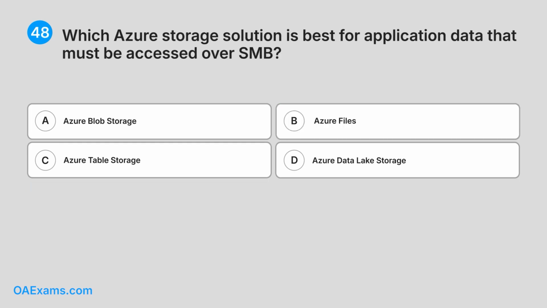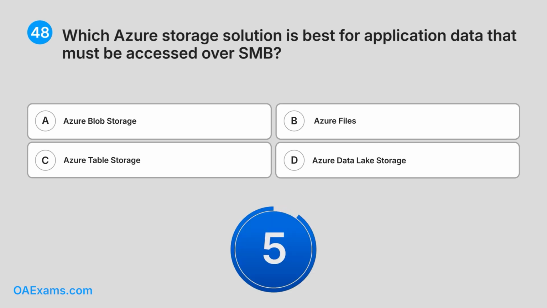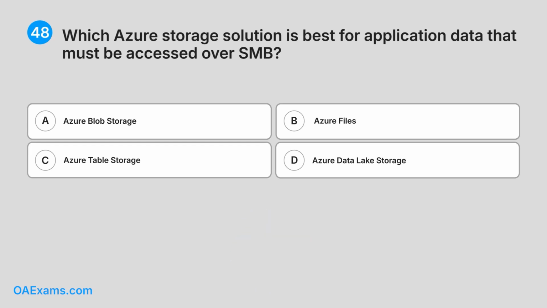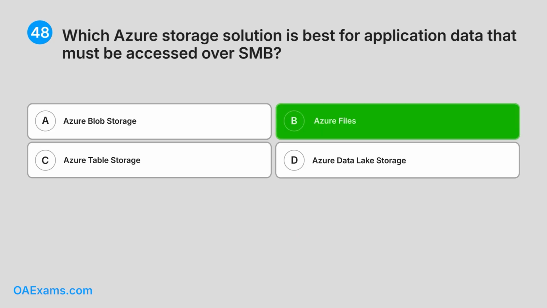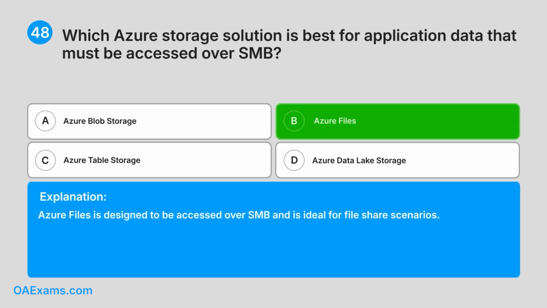48. Which Azure storage solution is best for application data that must be accessed over SMB? A. Azure Blob Storage. B. Azure Files. C. Azure Table Storage. D. Azure Data Lake Storage. Do you know the answer? Correct answer B. Explanation: Azure Files is designed to be accessed over SMB and is ideal for file share scenarios.